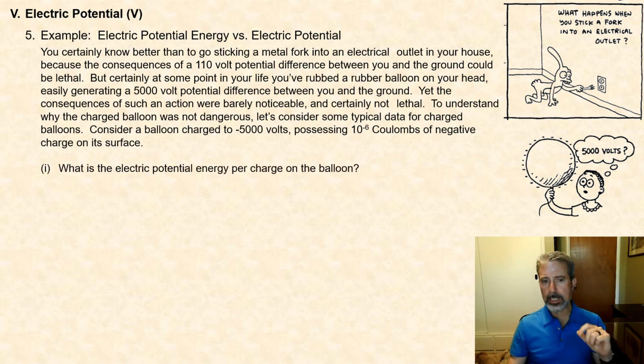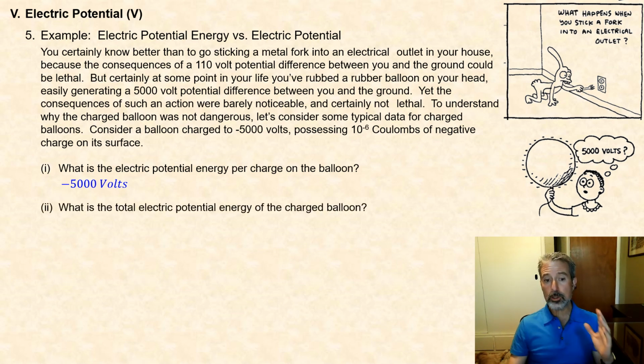If I said, what is the electric potential energy per charge on the balloon? We would say, hey, electric potential energy per charge, that's just the electric potential. That's the definition. That's what we call the voltage, which is given to you in the problem. There's nothing to figure out. So the electric potential energy per charge is negative 5,000 volts.